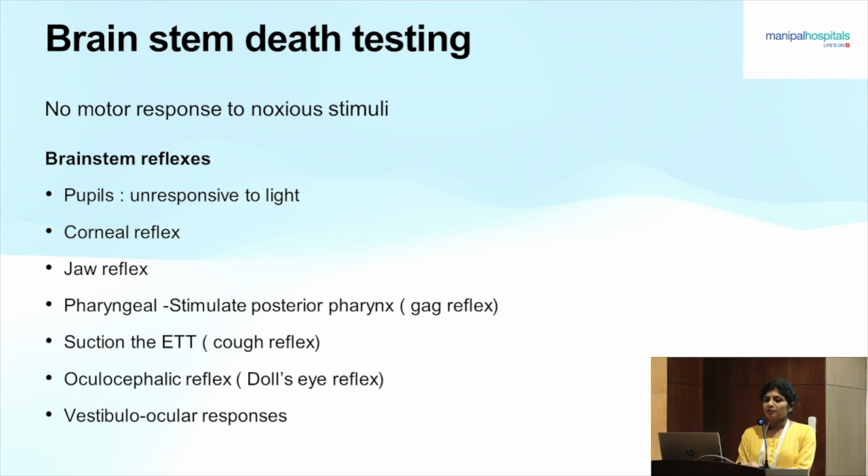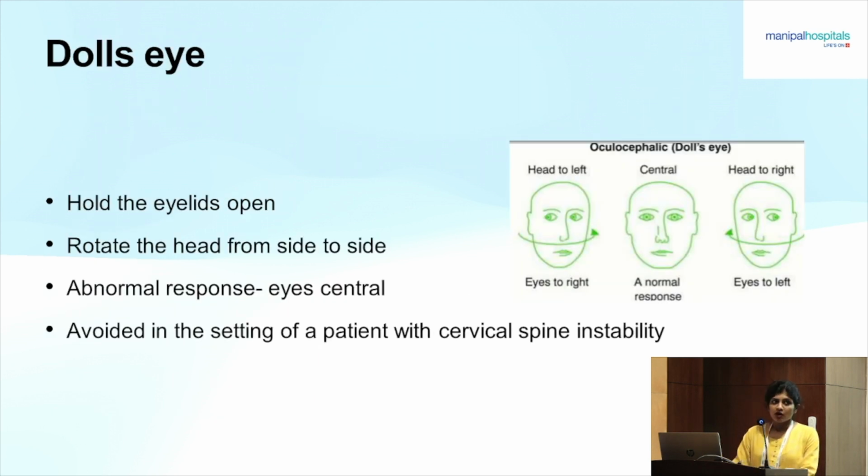Then the cough reflex: you pass a suction catheter and look for any cough. And then the oculocephalic reflex and oculovestibular reflexes. The oculocephalic reflex is what we also call the doll's eye. Before doing this, we have to make sure that the patient doesn't have any cervical spine instability. After that, you have to hold the eyelids open and rotate the head from side to side.